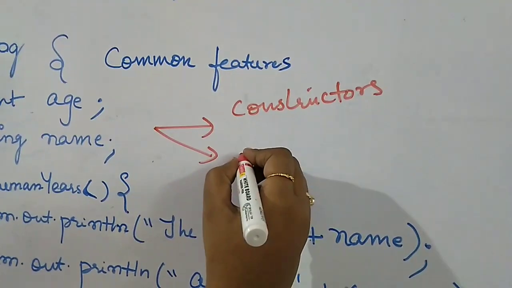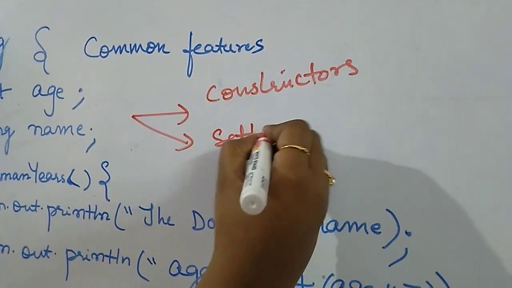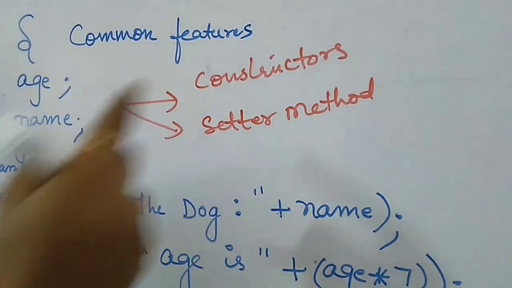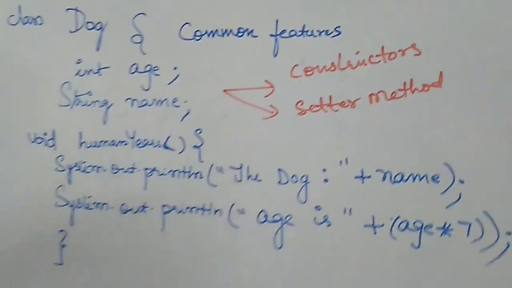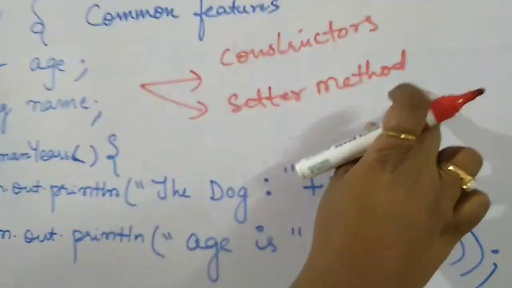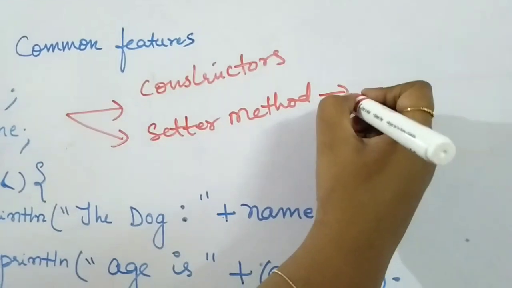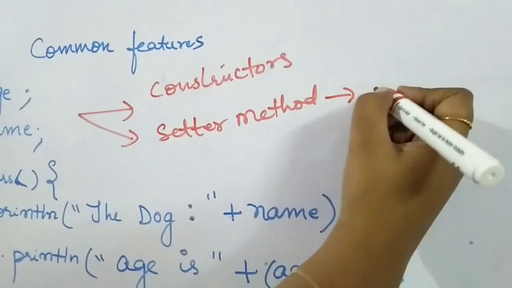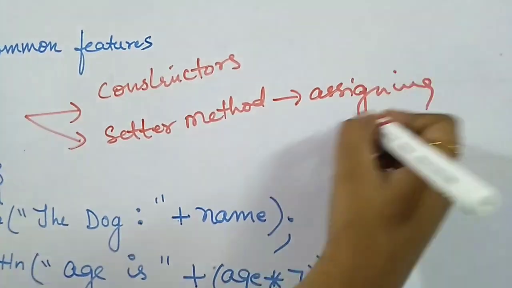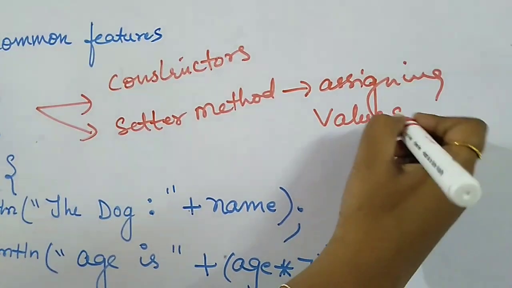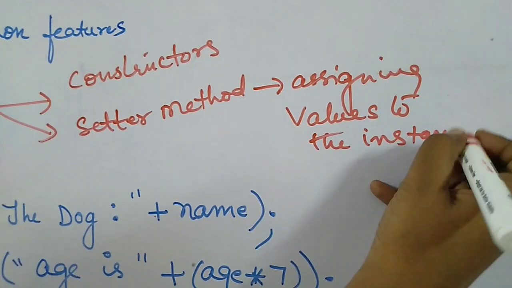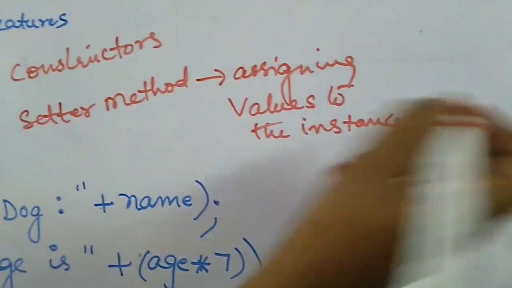The second one is by the setter methods. I am not discussing constructors here because that's an elaborate topic. I will make it into another video later. So here I am just using the setter method. What is this setter method used for? This setter method is used for assigning values to the instance variables.